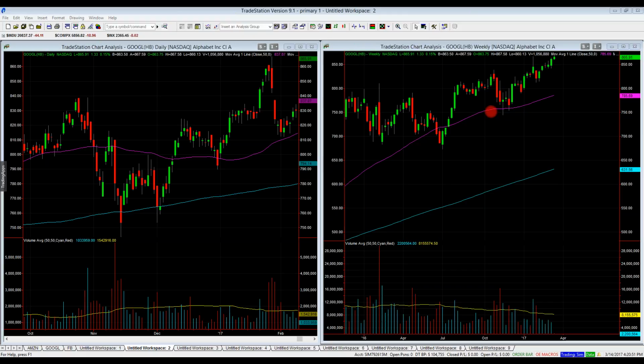Notice again, the 50-week was maintaining upward slope into this test. And in prior instances in July, Google held around the 50-week moving average as well. So another one where the daily looks like a possible breakdown brewing, but the weekly is showing very strong support around that 50-week moving average.